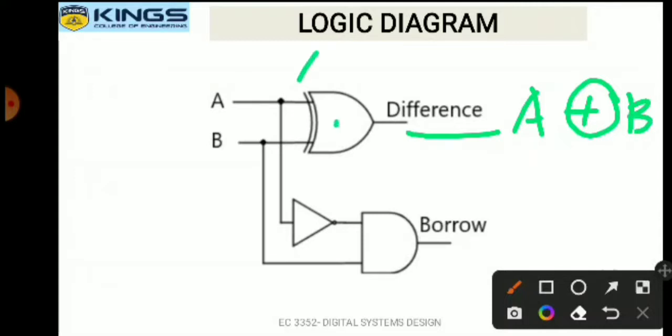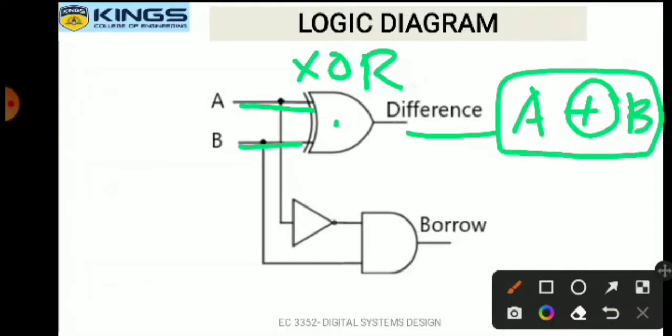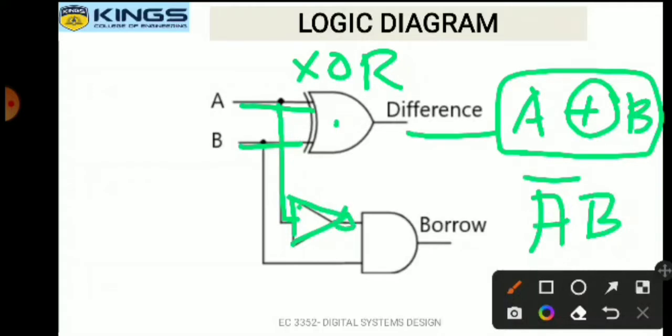I have given two inputs, A and B, to this XOR gate, so the output will be A XOR B. Then next one is borrow. The borrow expression is A bar B. I have taken the input from A. Since it is A bar, I have given a NOT gate here. After that, I have given the output of the NOT gate as input to the AND gate, along with the B input. So A bar B is the input to the AND gate.